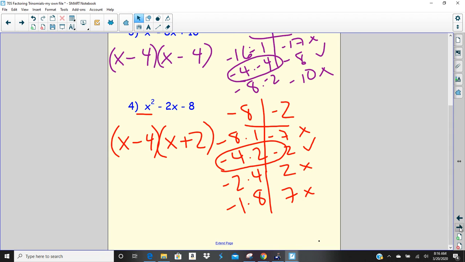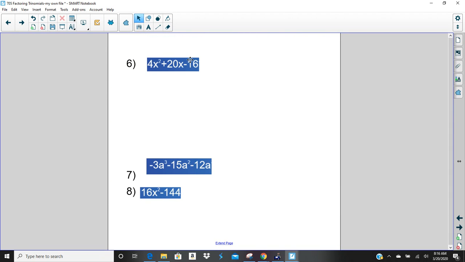Okay, let's turn to the next page now. So these ones are a little bit harder, and hopefully we can go through them. The first thing I want to do, though, is fix question number 6. Can we please, all of us, make this a positive 16?